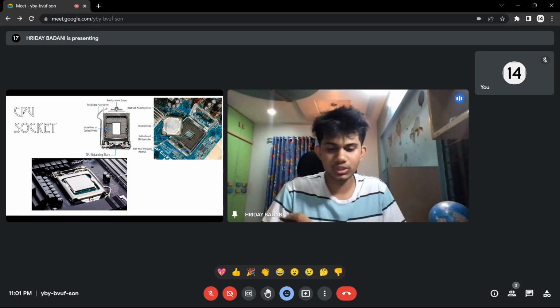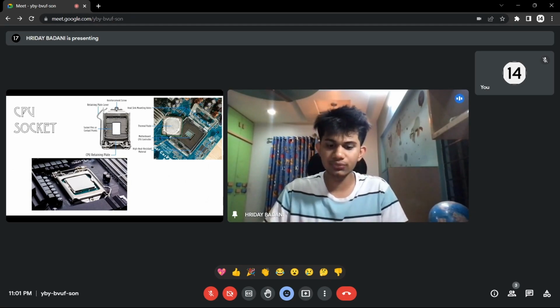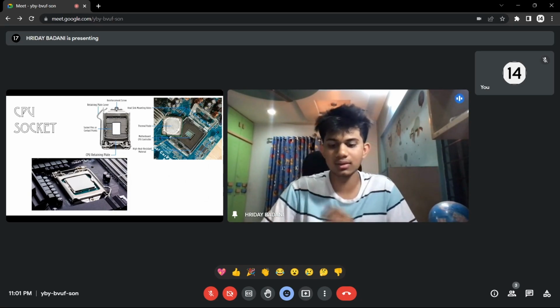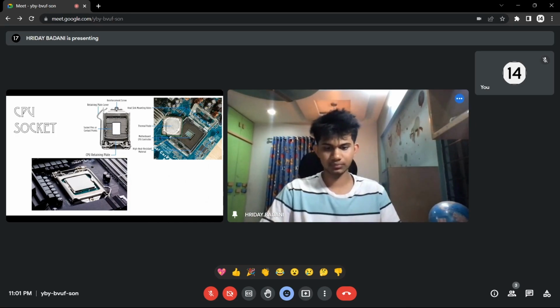The last and the most important part in the CPU socket are the socket pins, which are small thin pins at the bottom of the CPU socket. So the CPU sits perfectly in the grooves, and it stays in place. And the pins are easily replaceable when they are damaged. Thank you.